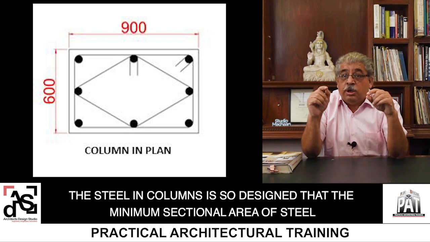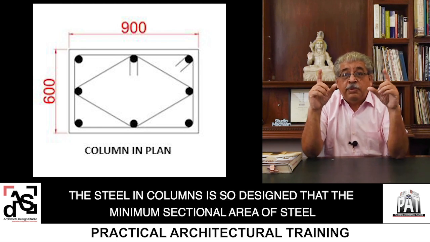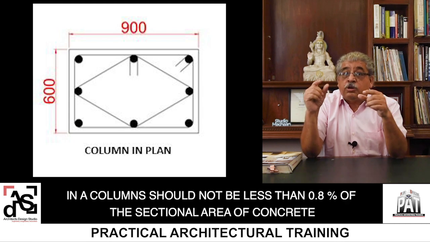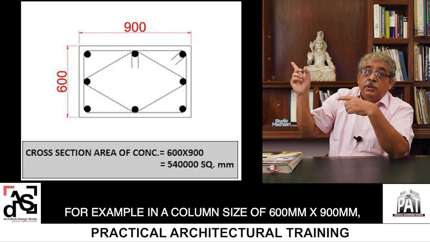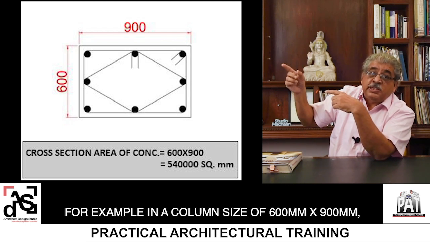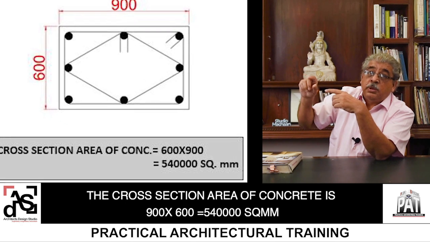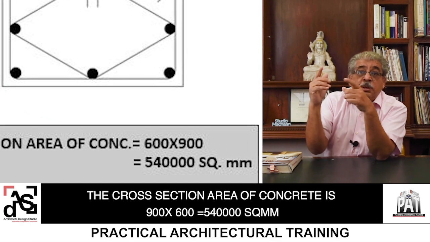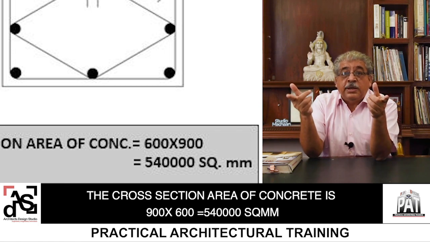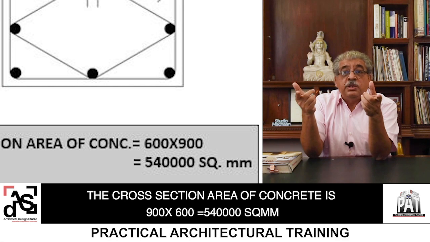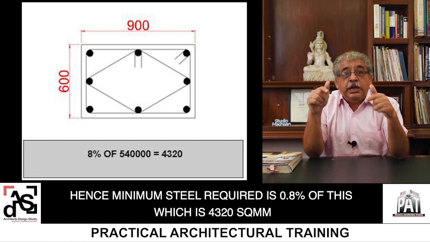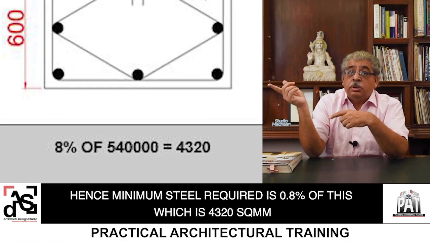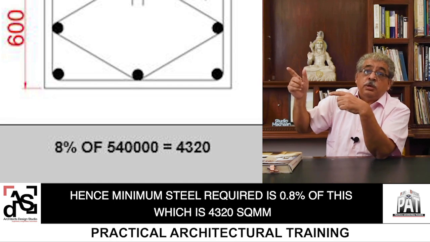The steel in columns is designed so that the minimum sectional area of steel in a column should not be less than 0.8% of the sectional area of concrete. For example, in the column size here, which is 600 into 900 mm, the cross-sectional area of concrete is 900 into 600, that is 5,40,000 square mm. Hence, minimum steel required is 0.8% of this, which comes to 4320 square mm.